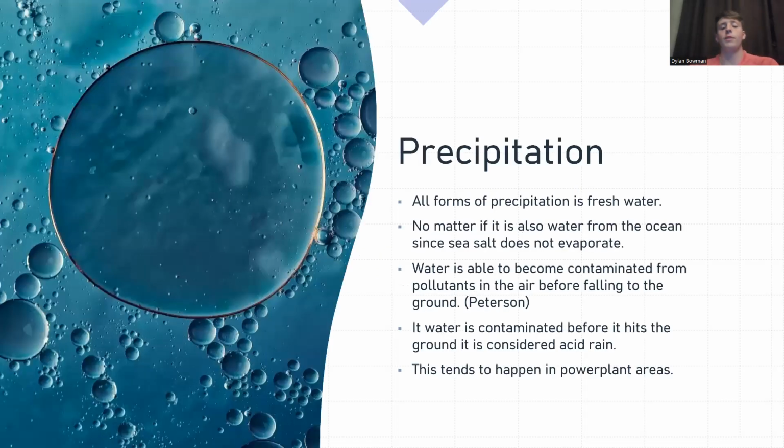All forms of precipitation are fresh water. No matter if it is water from the ocean, it becomes fresh once it's evaporated. The salt is removed. Water is still able to become contaminated though from pollutants in the air or from the ground. If the water does become contaminated before it hits the ground, it's considered acid rain, and this is what we see mostly in power plant areas.